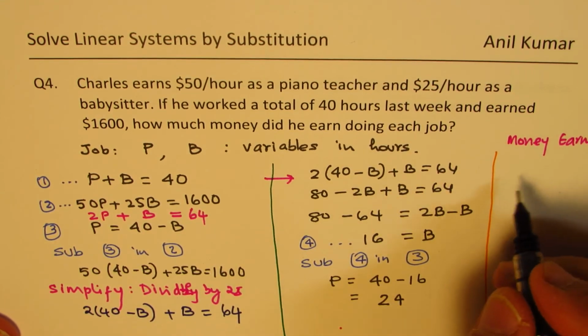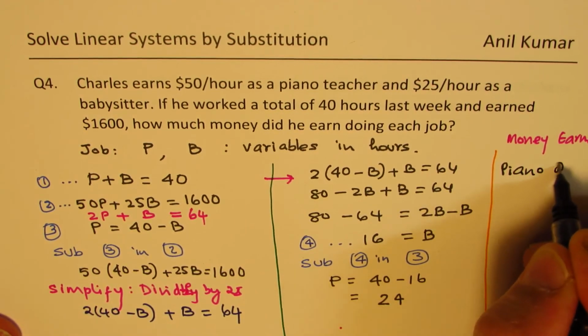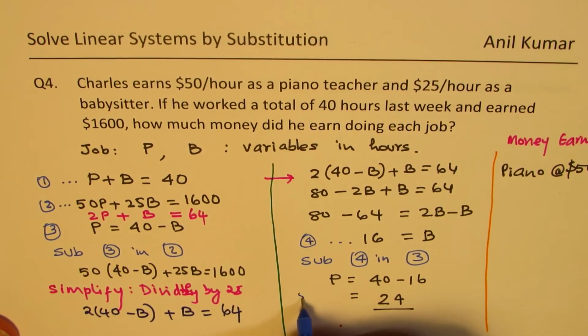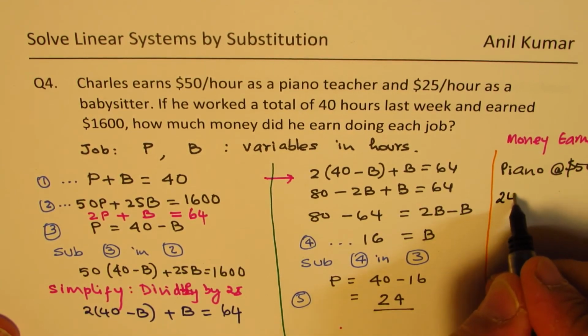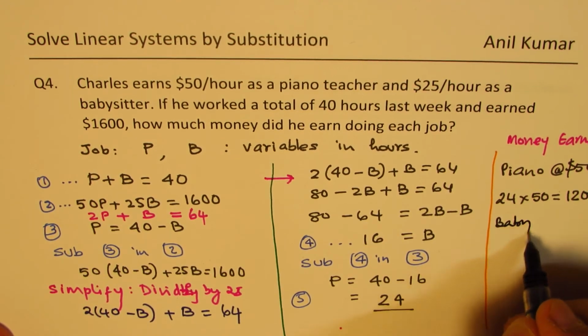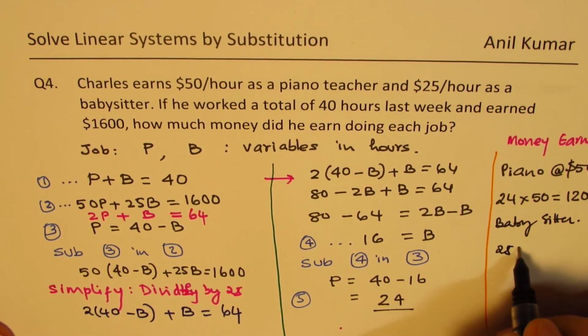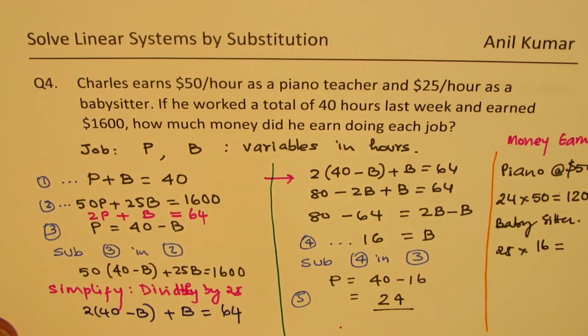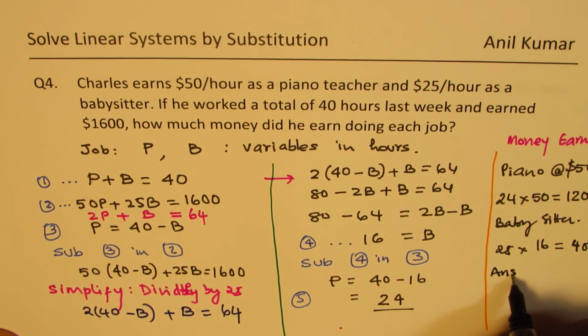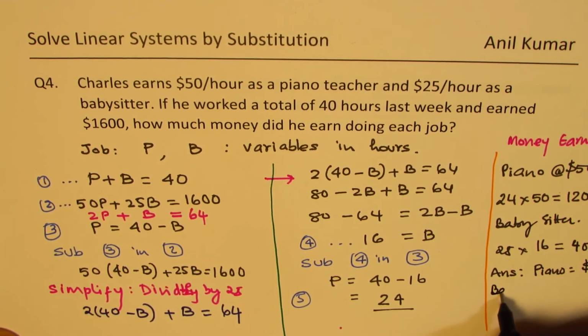So for piano, the rate is $50 per hour, correct, and the time is 24, right? So the money earned is 24 times 50, which is 1200. And for the babysitter, it is 25 times the time taken, which is 16. So for the babysitter it is 16 times 25. So you could write 4 times 4, so 400, right? So the answer here is for piano, it is $1200, and for the babysitter, it is $400. Is that clear to you?